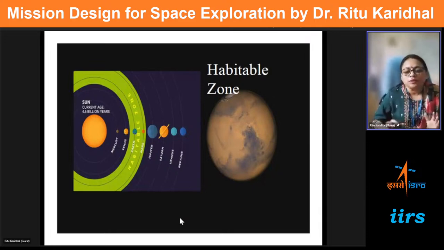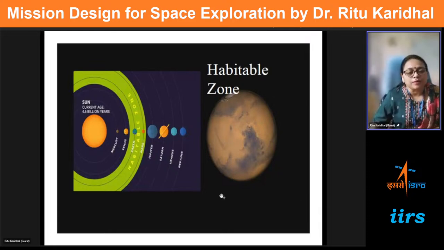So here, this also tells us that when we go to Venus, Venus is very near to the Sun, and then it will be too hot to survive. But Mars is again too cold to survive. But still, it is possible to survive on Mars. So that is the main reason for going first to the moon, and then from the moon.